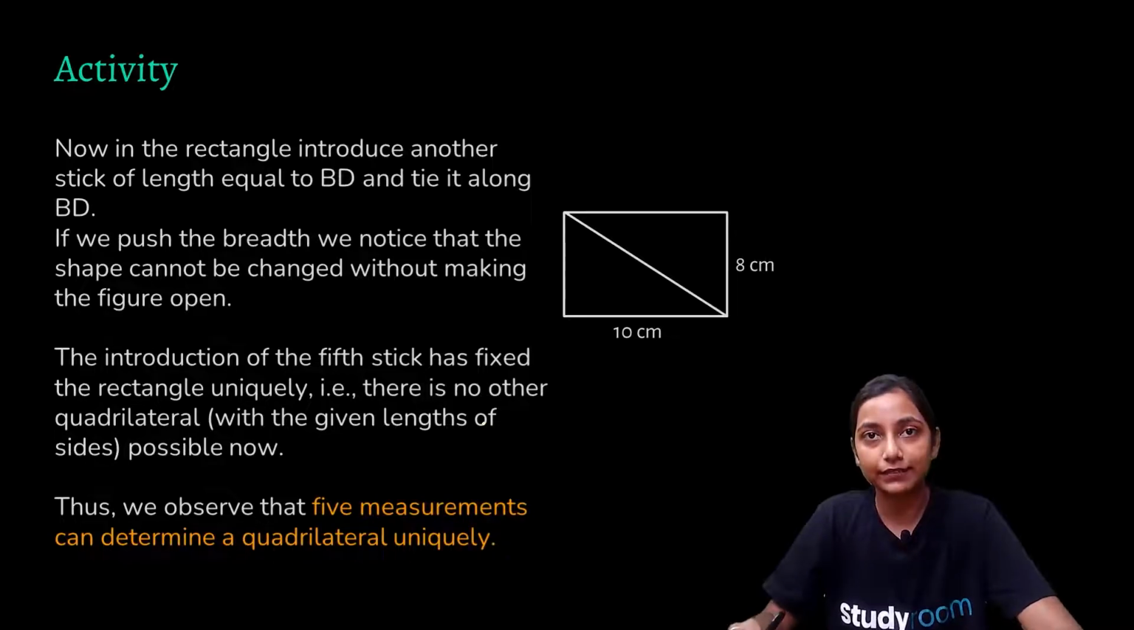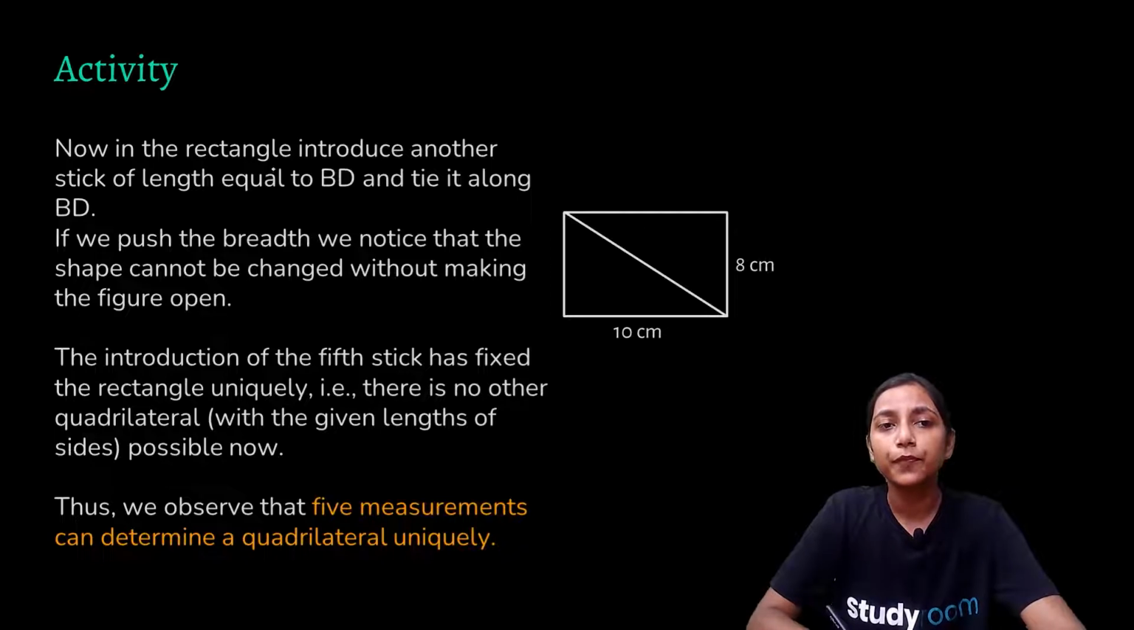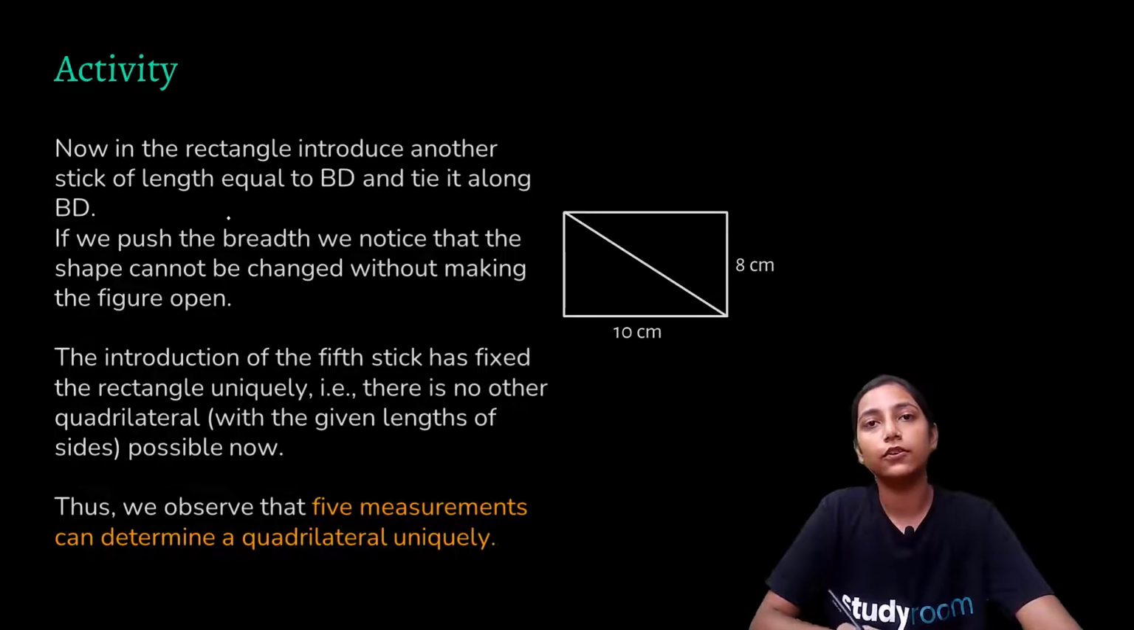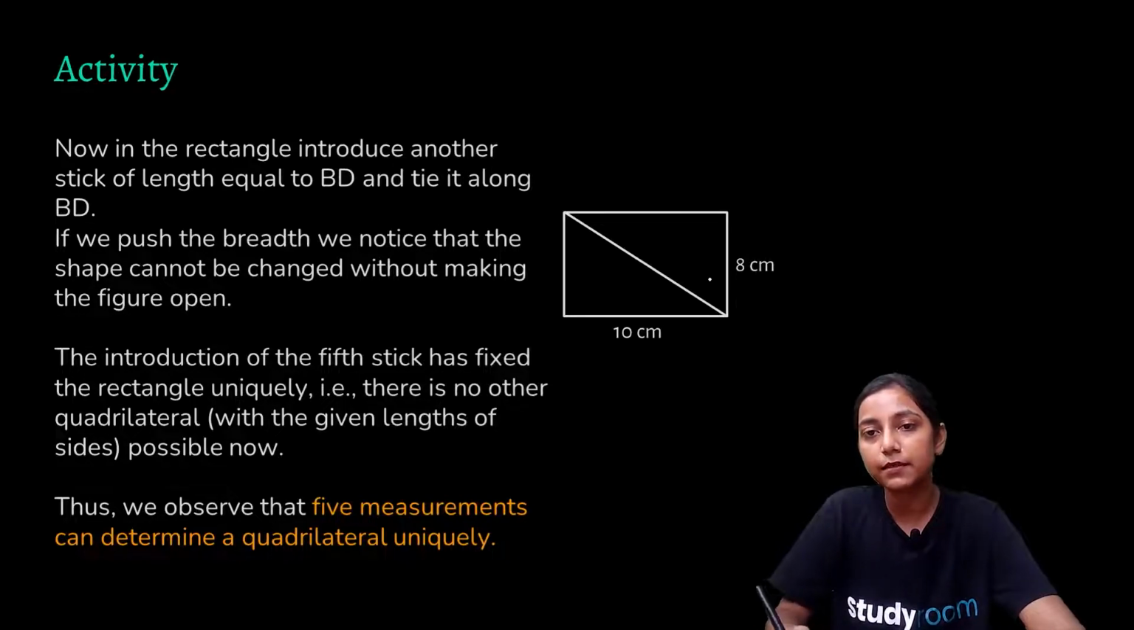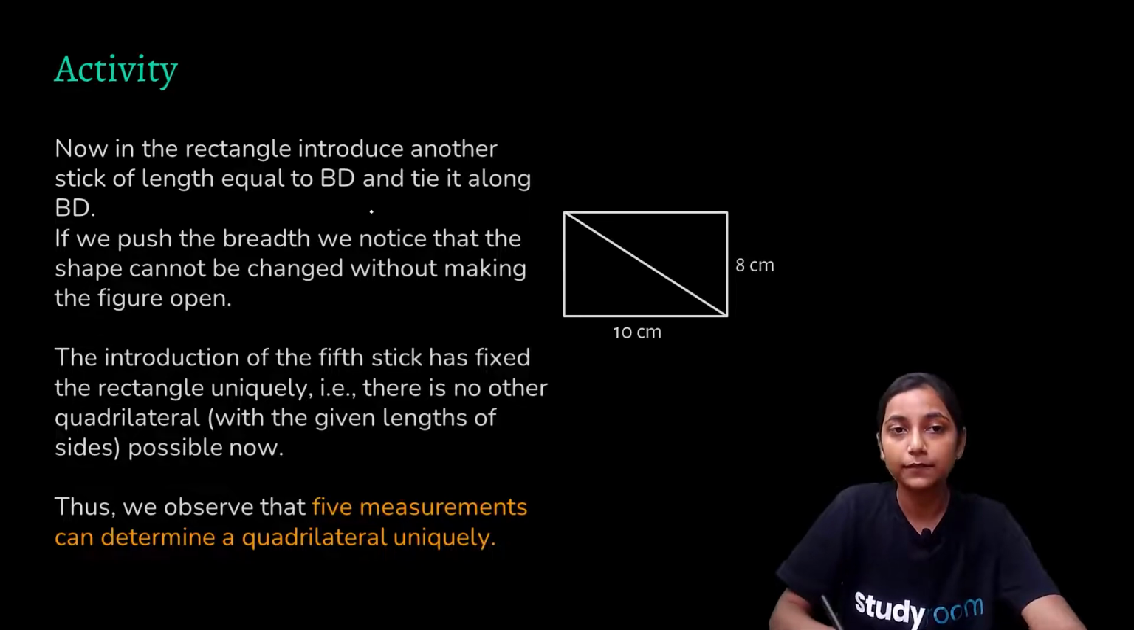We have one more activity, let's see it. In this activity, in the rectangle, we introduce another stick. The rectangle that we had with length 10 centimeter and breadth 8 centimeter, now we are adding one more stick to it of a length equal to BD.